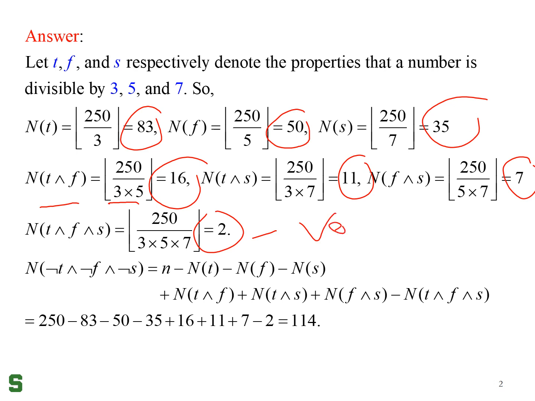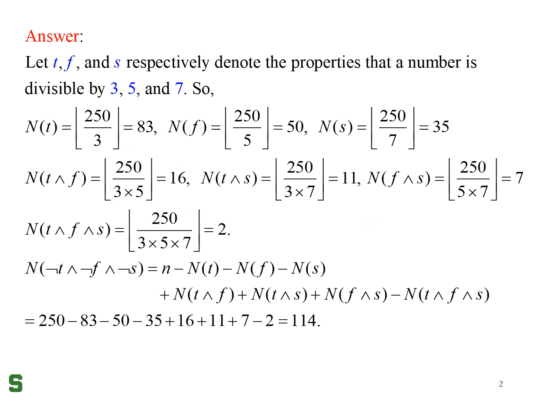I wanted to verify why these things are the way they are. And now it's a matter of just plugging into the formula, and that will give us the answer as 114 numbers that are not divisible by 3, 5 and 7.